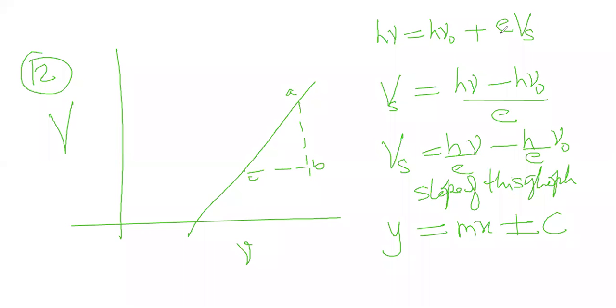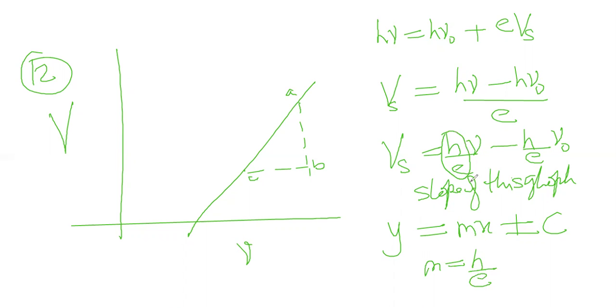It should be y equals mx plus c or minus c. Then what is x? x is the variable. c is the constant. In such an equation, if you compare these two equations, the slope m is equal to h by e from this equation. This is the given equation with the points A, B and C. This is the photoelectric equation. We change the photoelectric equation like this so that it looks like a straight line equation. Compare with your standard straight line equation, y equals mx plus or minus c.